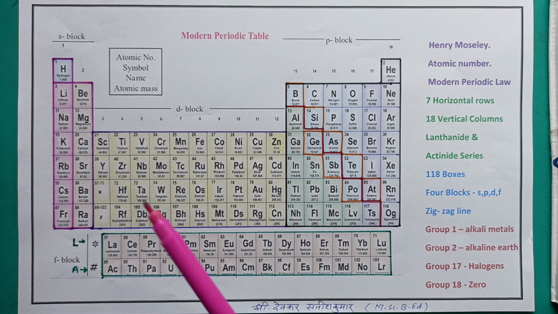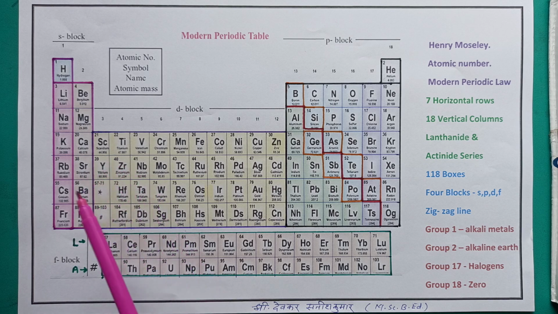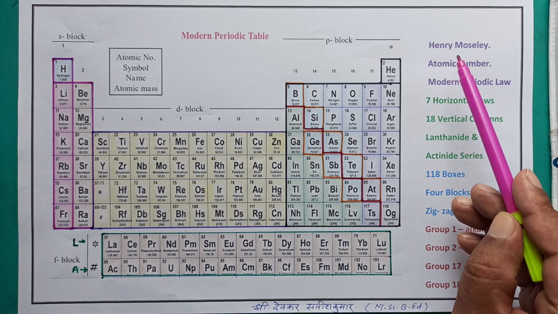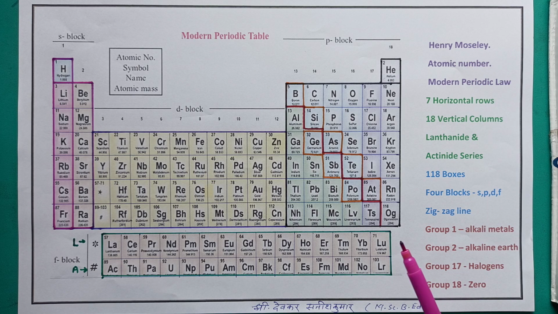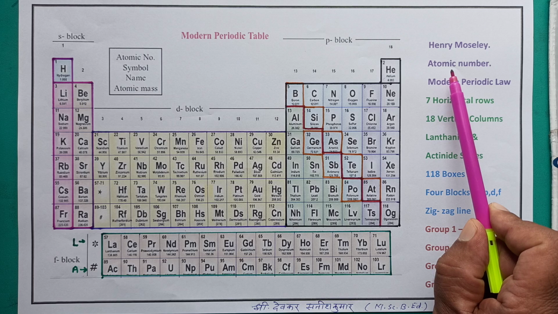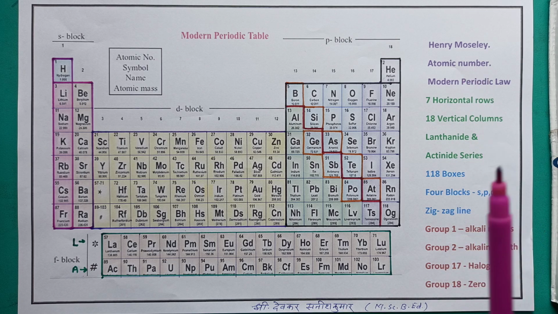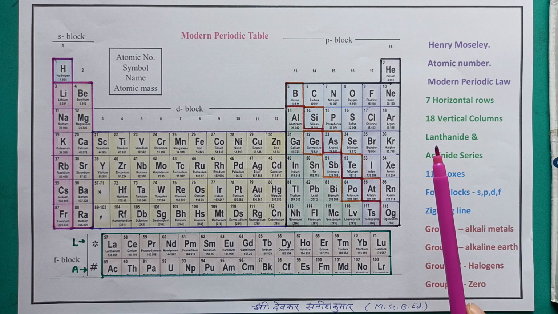Namaste, all of you. In this video, we are going to learn the modern periodic table. This is a chart of the modern periodic table. Observe this chart carefully. Henry Moseley was an English scientist. Henry Moseley showed that atomic number is the more fundamental property of an element.